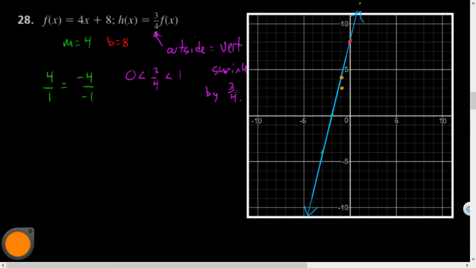I'm going to pick another point that's divisible by 4 because that's going to be easier. How about this point? So this is at 8. What is 8 divided by 4? 8 divided by 4 is 2. All right. The reason I divided by 4 is because of this. And now let's take that 2 and multiply by 3. And 2 times 3 is 6. All right, so that point is right there. And 6 is 3/4 of 8, or it's 0.75 times 8. It's 75% of 8.